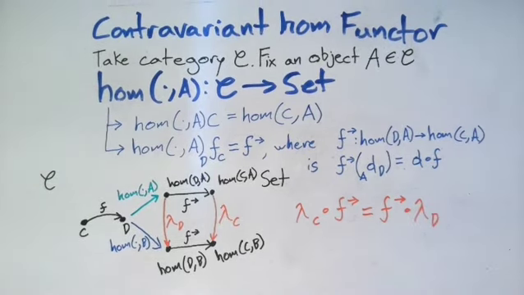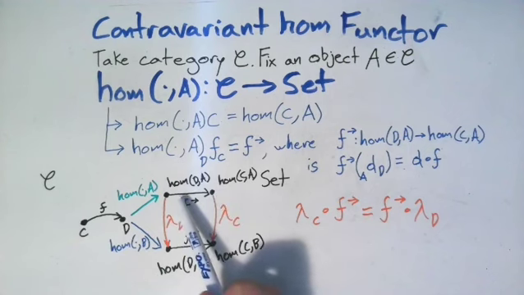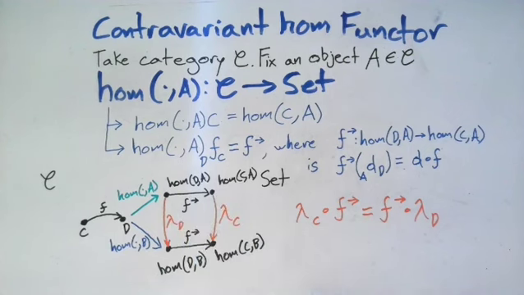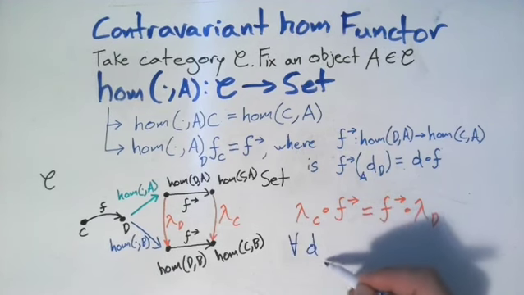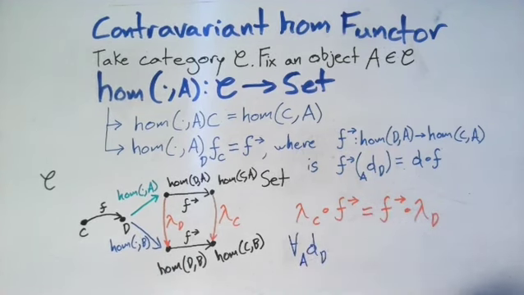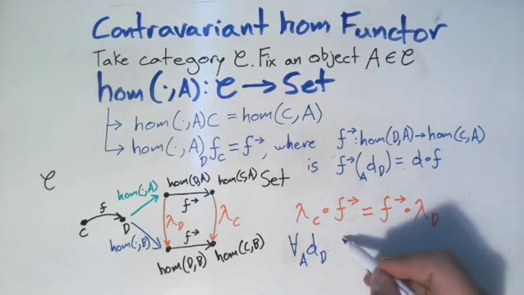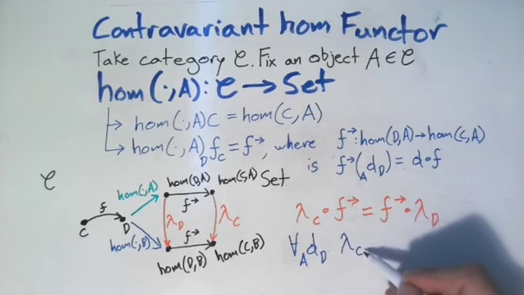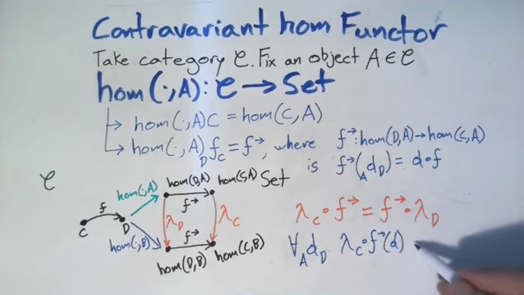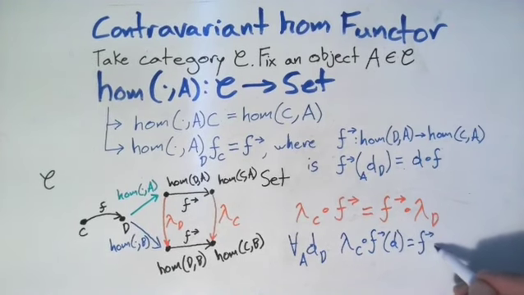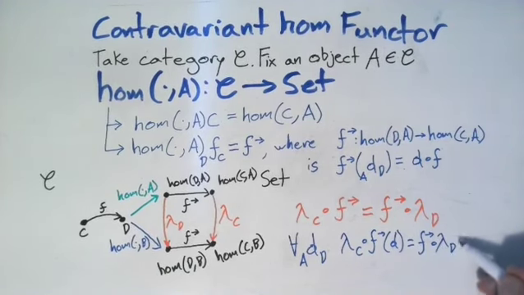Now we're in the category of sets here, so both of these chains are set functions, and they're applied to the domain, which is the Hom set from D to A. So what this really means is that if we take any morphism d from D to A in the category C, then we need to have that lambda C after precede by f applied to d is equal to precede by f after lambda D applied to d.